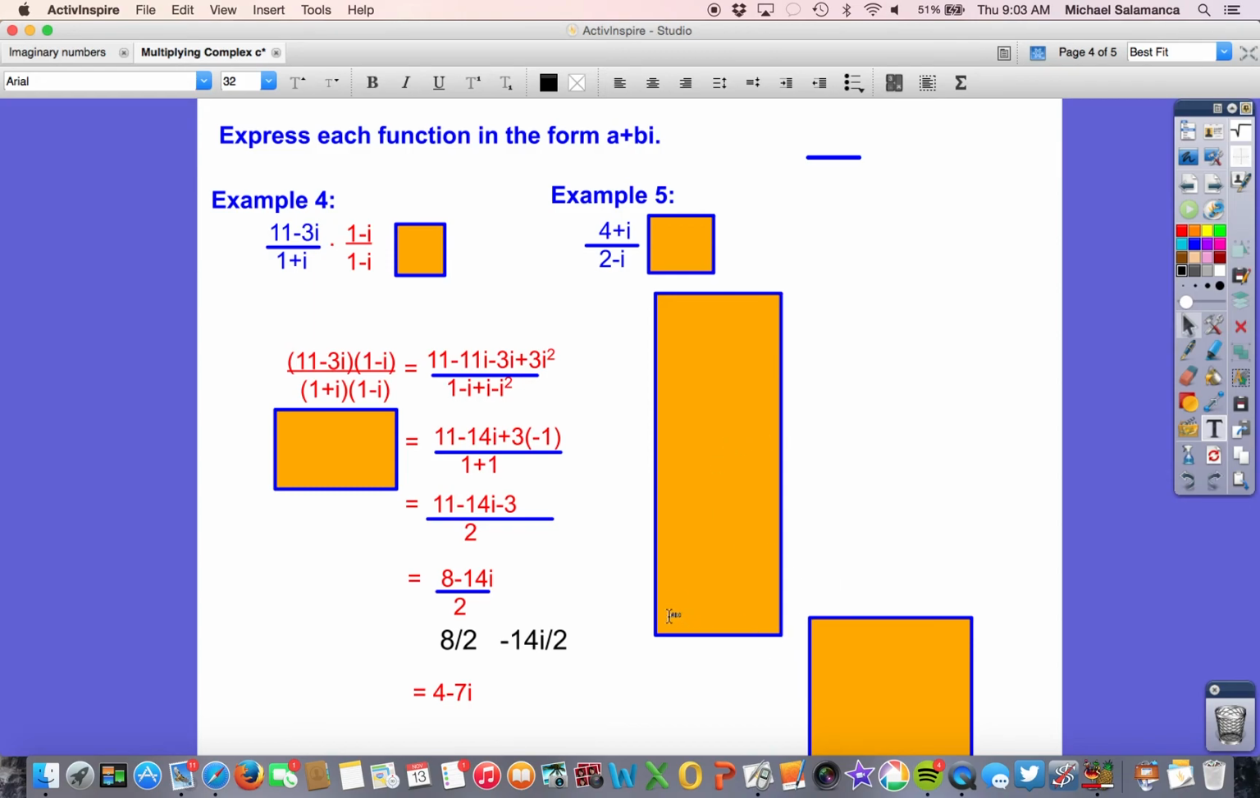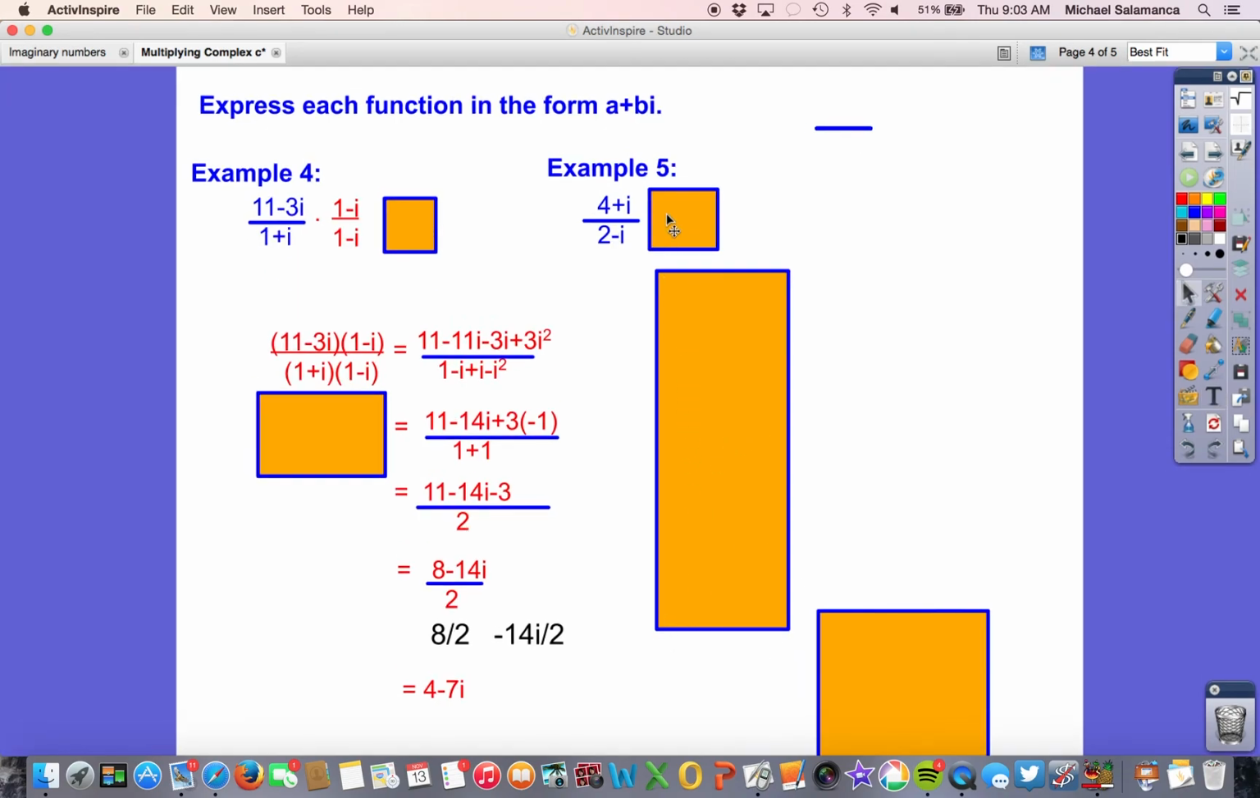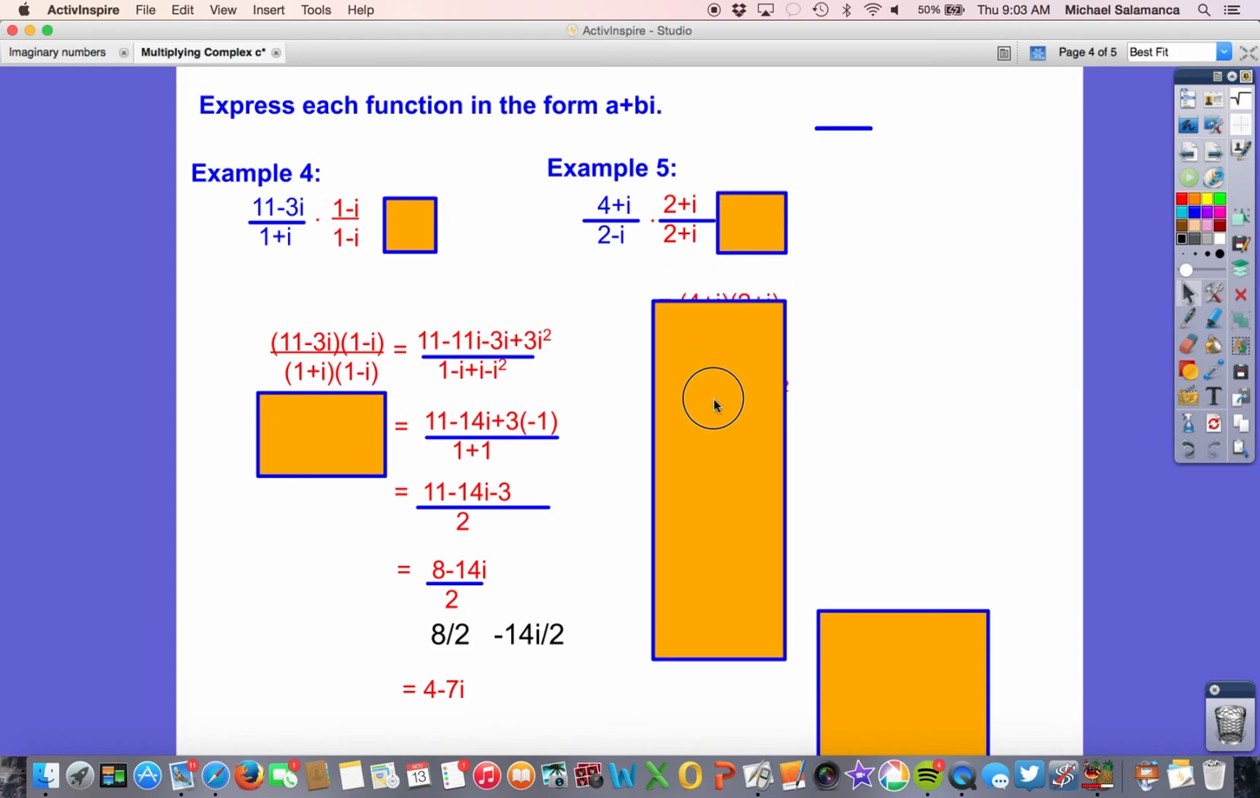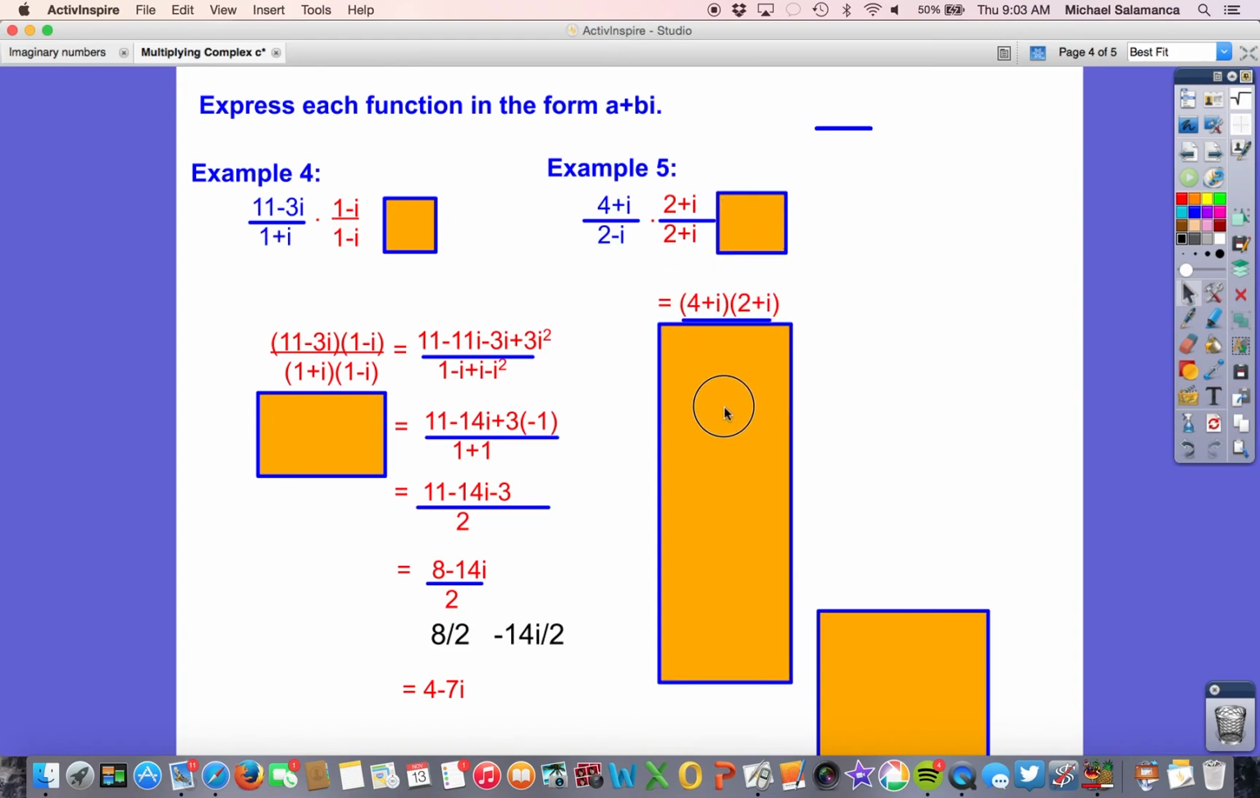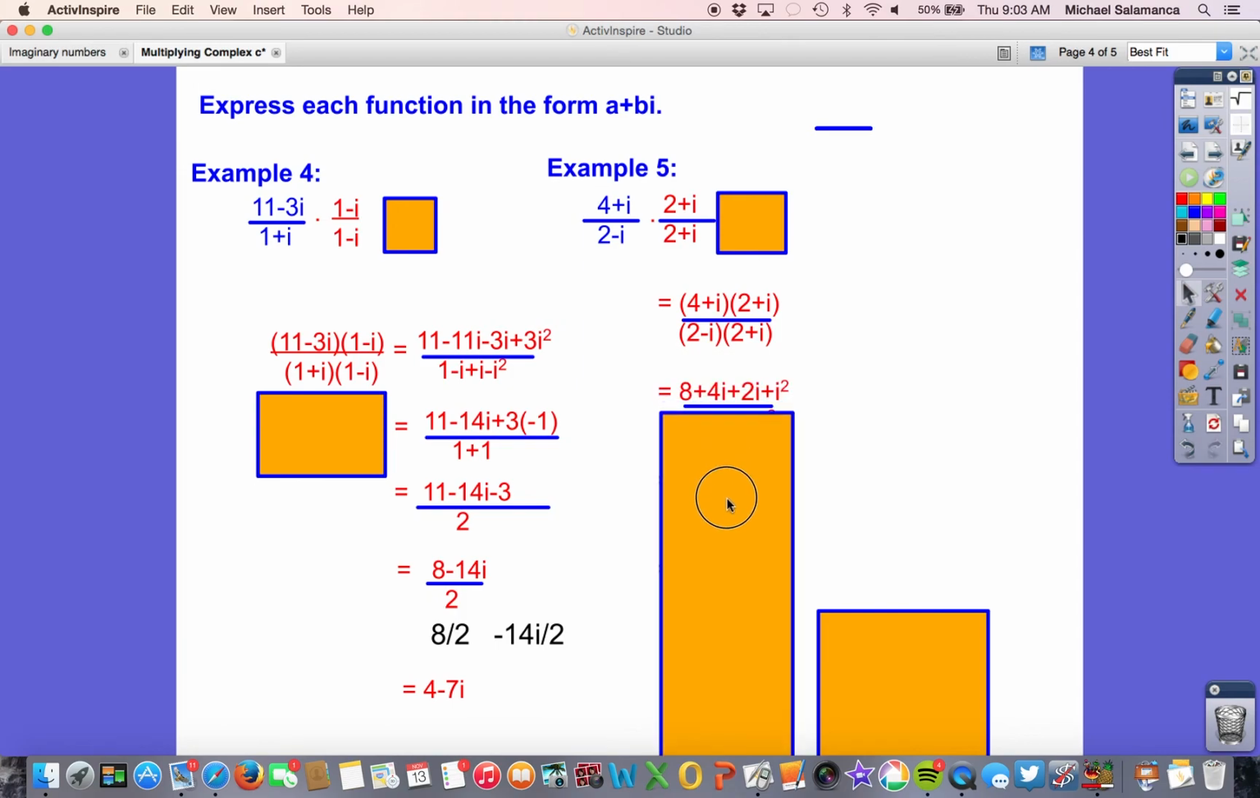Let's look at the next example. 4 plus i all divided by 2 minus i. The conjugate that we're multiplying by should be 2 plus i. So now that we do that, we're going to rewrite it so you see what we're multiplying. Then we're going to FOIL that out. We're going to simplify again.